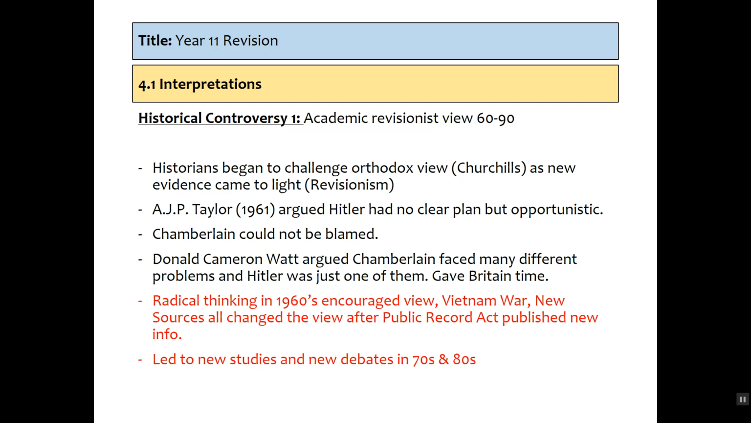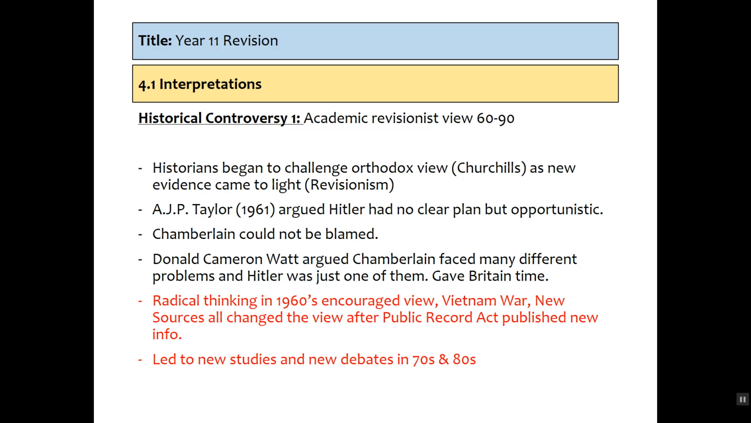Where does this revision of history come from? We've got radical thinking in the 1960s. History is just one of those areas where people start to think differently. We've got the impact of the Vietnam War. The Vietnam War is going terribly badly. The USA's dislike of appeasement and turning to war as the first option has got them into this mess. It's going badly, and that influences historians' views.